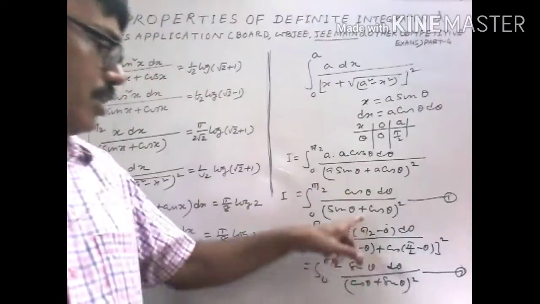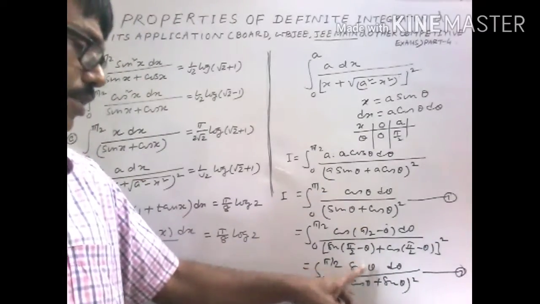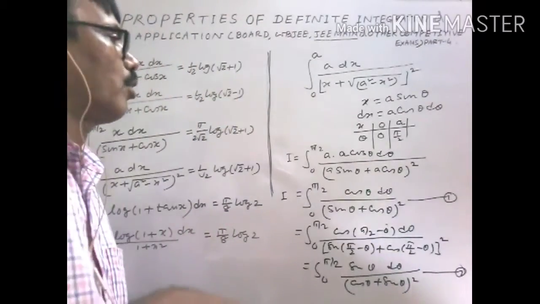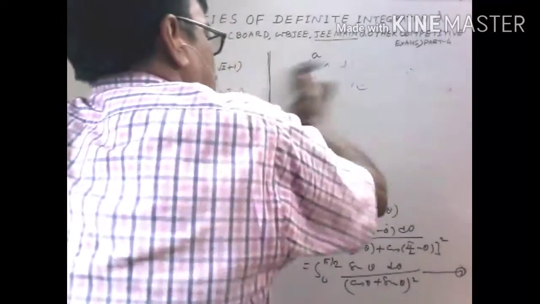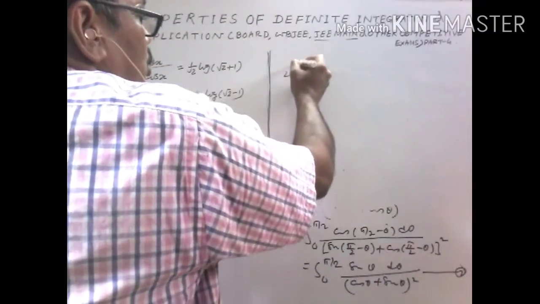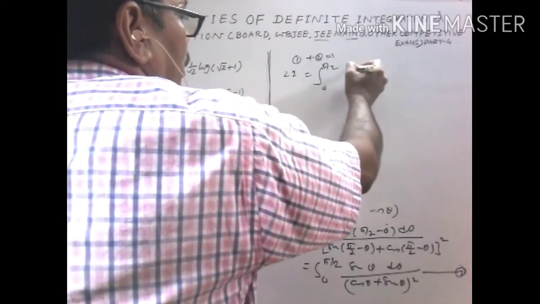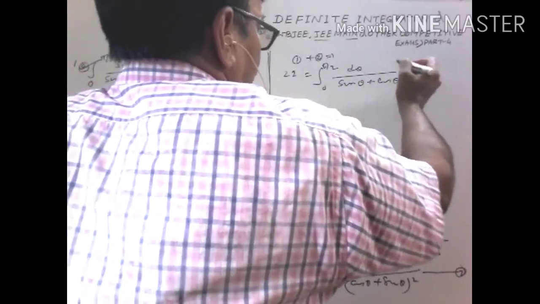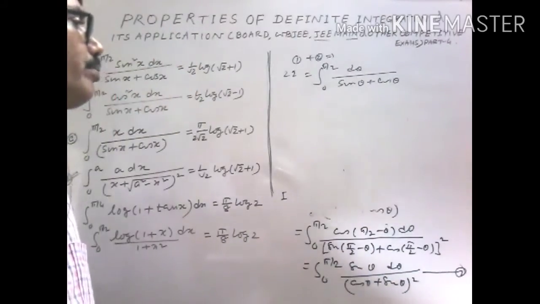Now look, the denominator is the same. So if you add 1 and 2, the numerator will be cos theta plus sin theta. So cos theta plus sin theta will be cancelled out. Next step, 2I equals 1 plus 2, which implies the integral from 0 to pi by 2 of d theta by sin theta plus cos theta. So one sin theta plus cos theta is cancelling out.